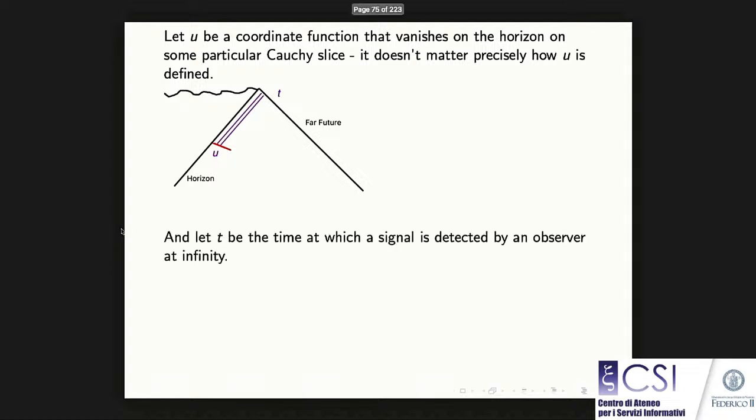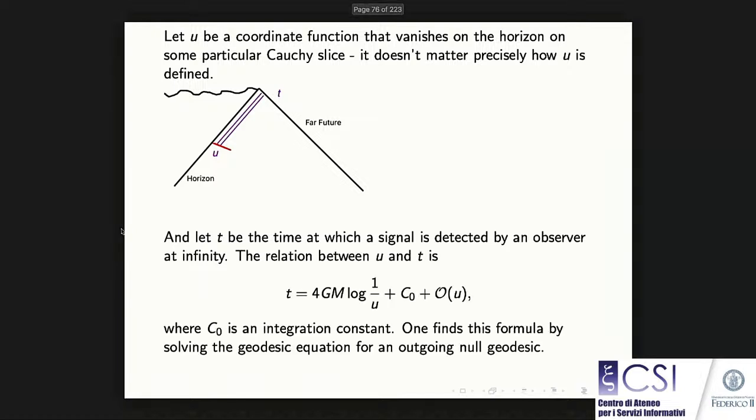So I've emphasized that. Let u be a coordinate function that vanishes on the horizon on some Cauchy slice. The precise definition of u won't matter. Let t be the retarded time of the signal detected by the observer at infinity. The relationship between u and t is this one.